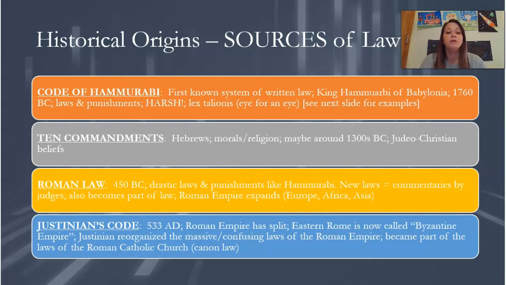The eastern portion becomes the Byzantine Empire. And Emperor Justinian is going to, in the Byzantine Empire, reorganize all of these massive collections of Roman laws that have, of course, just spread out across the region. And it becomes a part of the law of the Roman Catholic Church, or what we call canon law. So there you can see again how religion and law are tied together. Now, a lot of students may say, well, with historical origins, with religion and law tied together, what about our modern day ideas of separation of church and state?